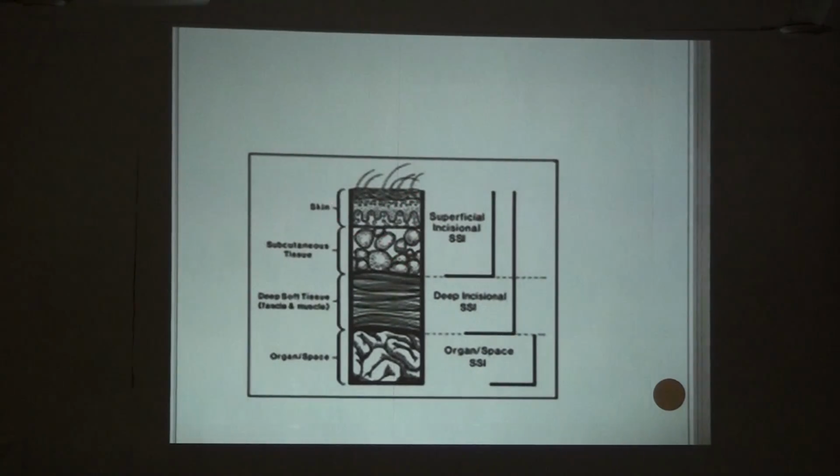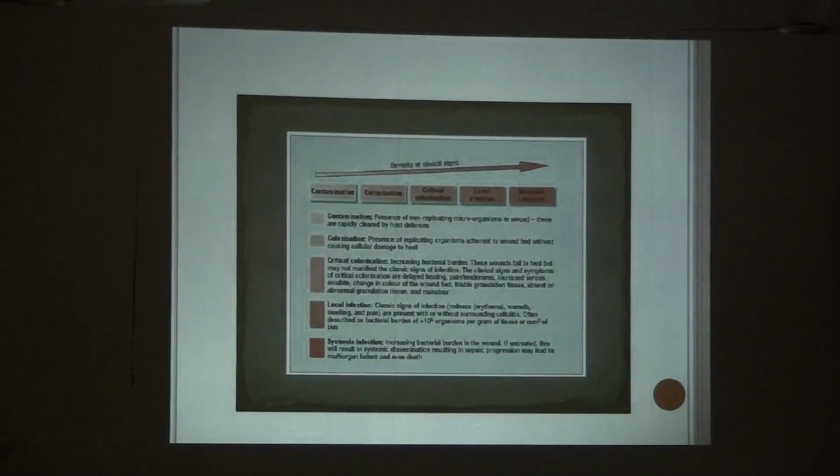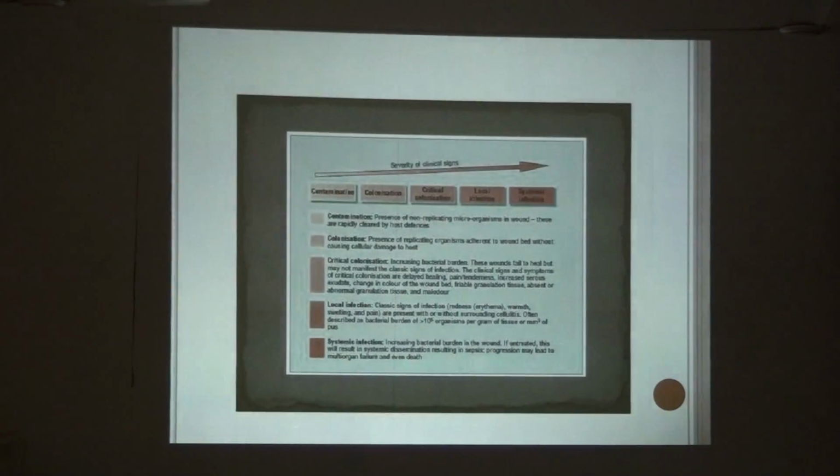Then the subcutaneous tissue is infected. Here deep tissues, fascia and muscle, deep, and organ space, in organ space SSI. Now, what are the different severities of infection? Contamination is only the presence of non-replicating microorganisms. Colonization is the presence of replicating microorganisms in the wound without causing any cellular damage to the host.